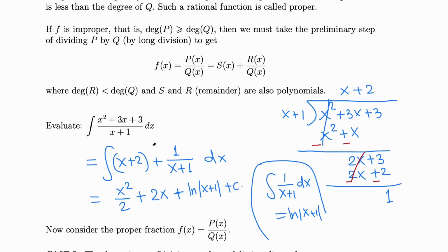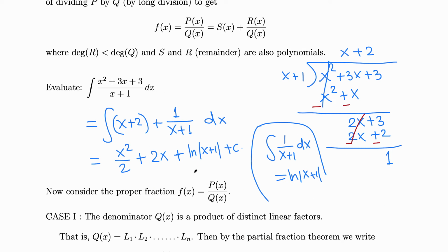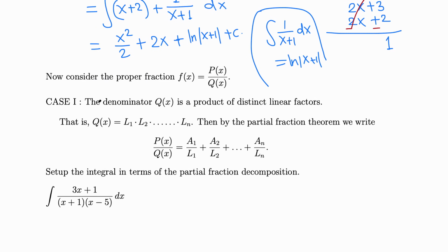Okay, so if the given fraction is improper, first we need to do long division like this, then write it this way and integrate. Now let's consider the case where we have a proper fraction. Proper means the degree of the top is less than the degree of the bottom. And in case 1, so we have several cases.